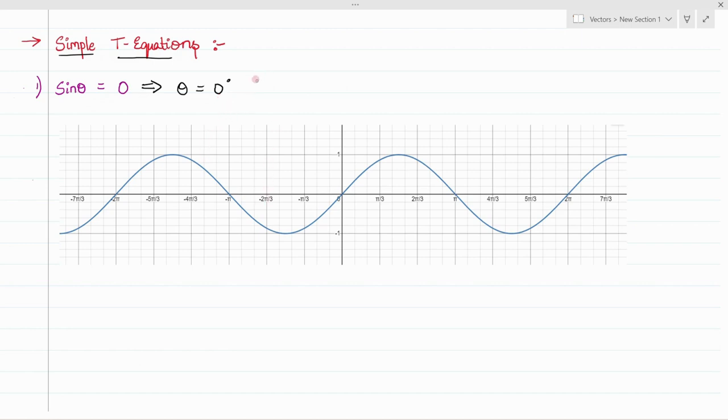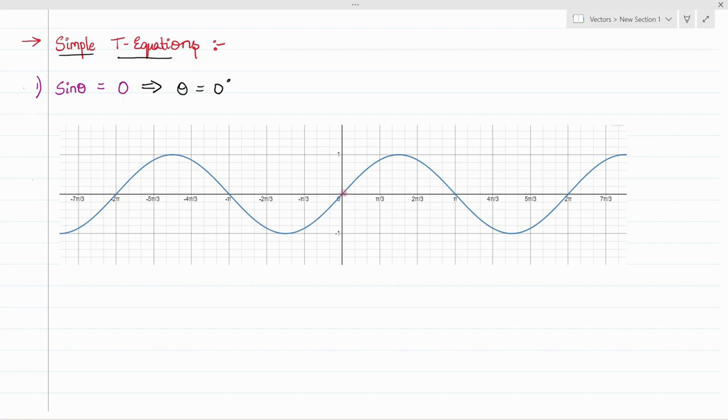But now here comes the reality: for the equation sine theta equal to 0, there are infinite number of solutions. Not only 0 degrees, there are other solutions for this equation. So let's see how this actually happens. This is the sine theta graph, or sine x graph, in which 1 is the maximum value and minus 1 is the minimum value.